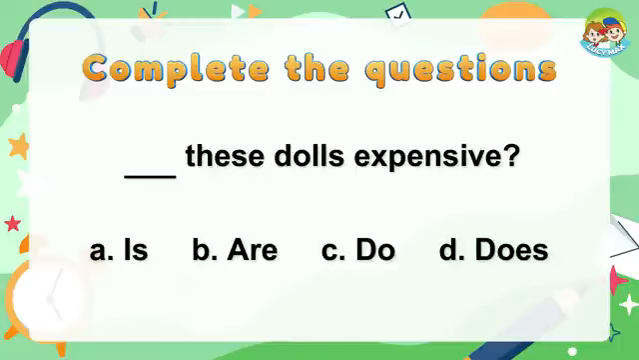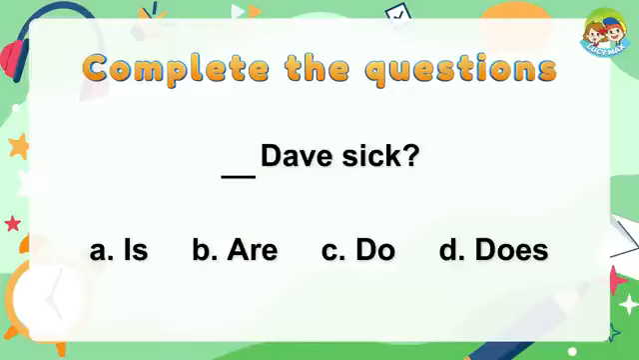Blank these dolls expensive? We do not use a do verb, so we use a be verb are. Are these dolls expensive? Dave sick? There's no verb, so we don't use a do verb. We use the be verb is because Dave is one person. Is Dave sick?